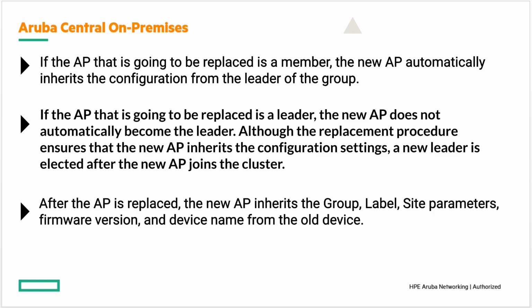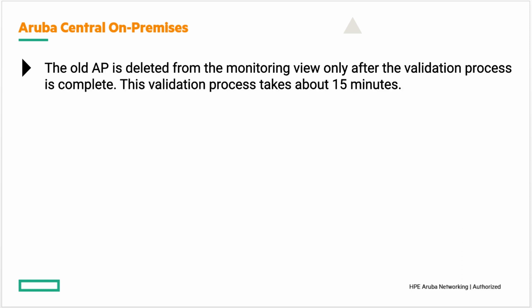After the AP is replaced, the new AP inherits the group, label, site parameters, firmware version, and device name from the old device. The old AP is deleted from the monitoring view only after the validation process is complete. This validation process takes about 15 minutes.